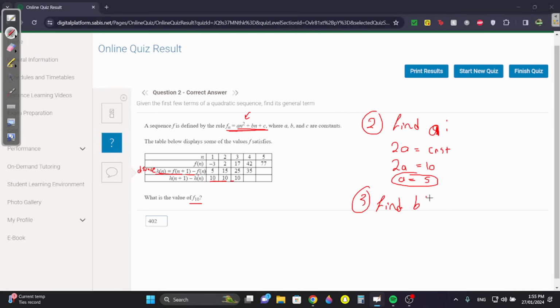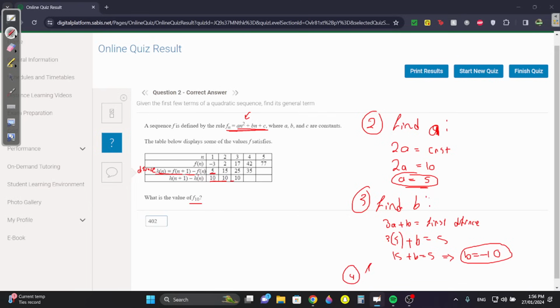So a equals 5. Step 3, we find b. By using the formula, remember, 3a plus b equals the first difference. 3 times a. What is a? We said 5. So 3 times 5 plus b, which we're trying to find, equals the first difference. So you go back all the way to the first difference, which is 5. 3 times 5 is 15, plus b equals 5. Take 15 to the other side, you get b equals 5 minus 15, which is minus 10.